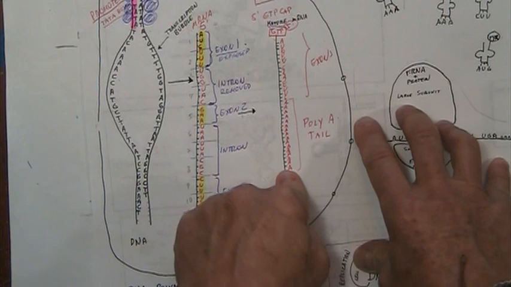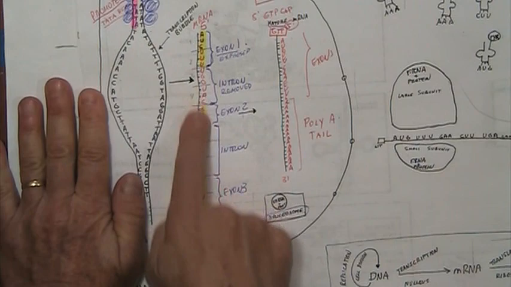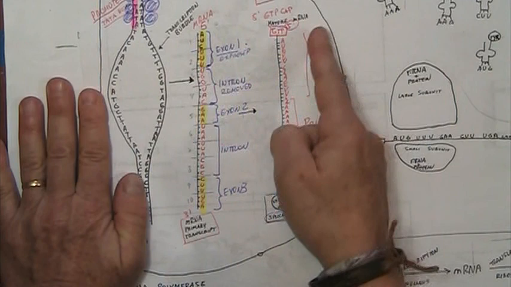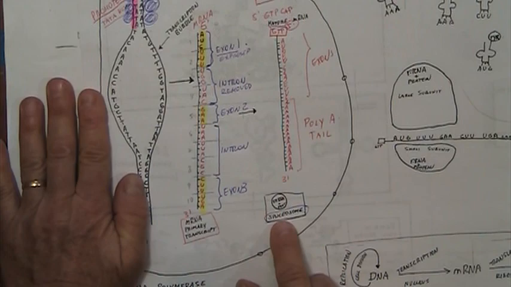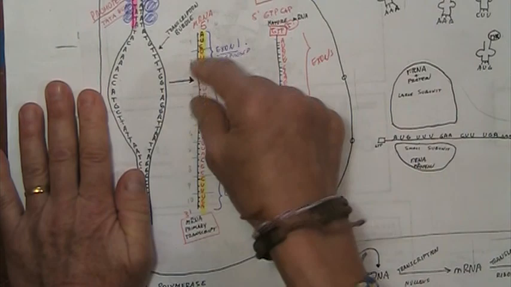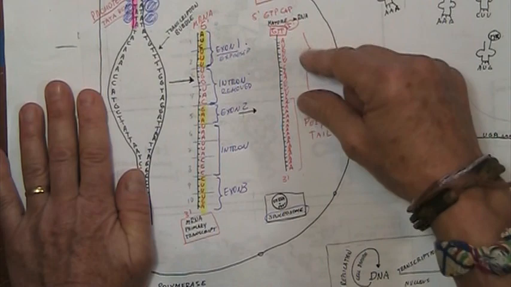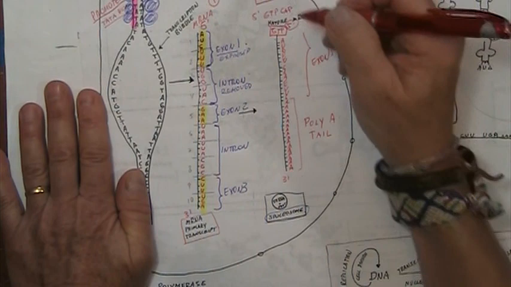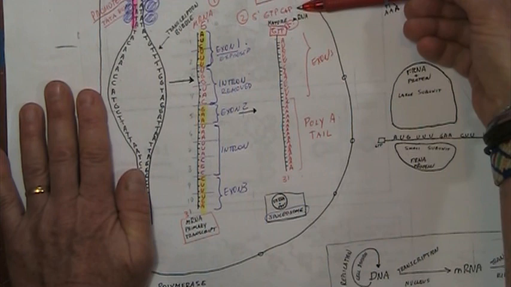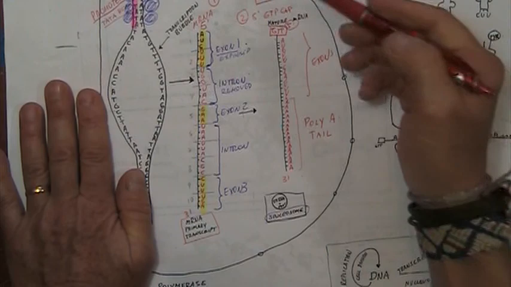So let's review. After we transcribed our messenger RNA, the exons are going to continue and the introns are going to be removed by this special structure called the spliceosome. And when the introns are removed, those pieces get destroyed and turned into individual nucleotides so that they can be reused. The section that got spliced together, when all the exons got spliced together, then we go into the second modification, that is basically the addition of the GTP cap, guanine triphosphate, on the 5' end to plug that end so nothing can attach to it.